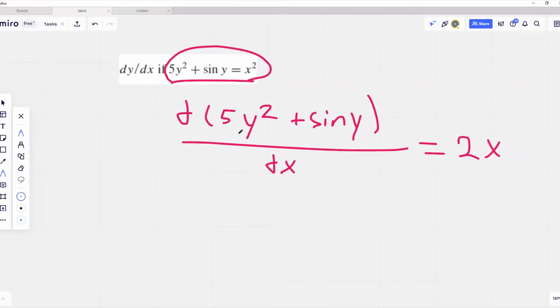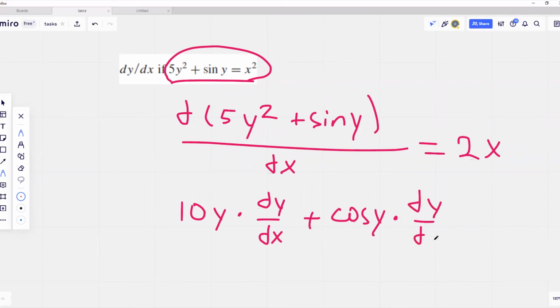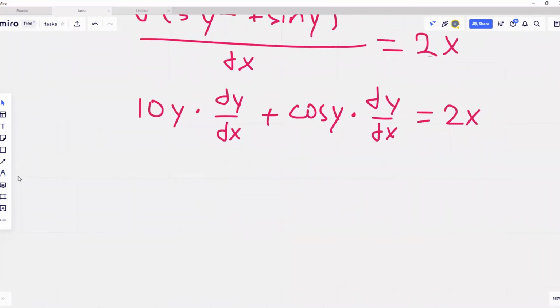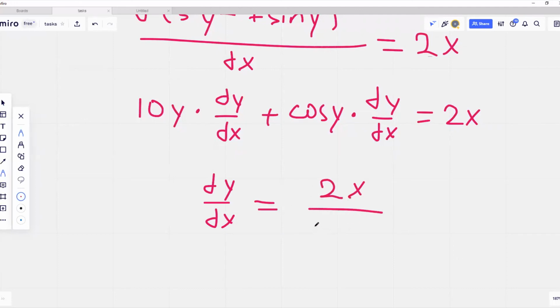Now using the chain rule here, we have 10y multiplied by dy dx, plus the derivative of sine y, which is cosine of y, again using the chain rule, multiplied by dy over dx, is equal to 2x. Now we can express dy over dx as a function of y and x. So this is 2x over 10y plus cosine of y.